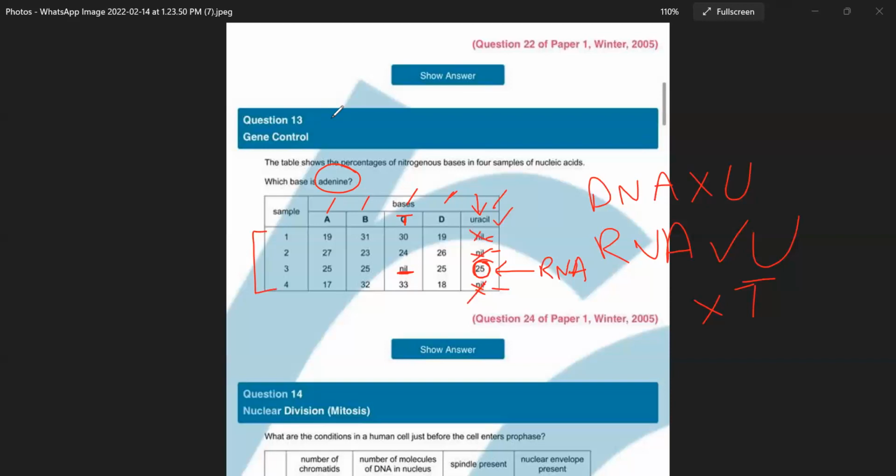Another fact. The second thing, we know that AT or AU combine together and GC combine together. Now, let's just use number 3. Let's stick to this one because it looks easier, because it has helped us identify T. So if we have uracil 25, then what should be the base pairing equal to it?